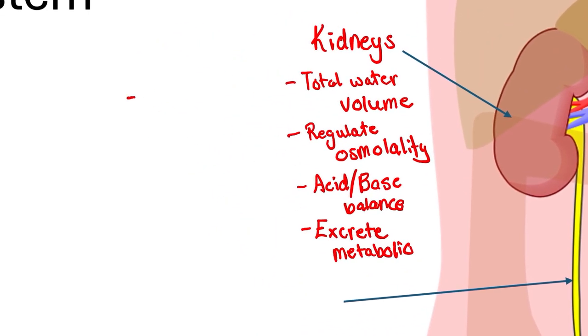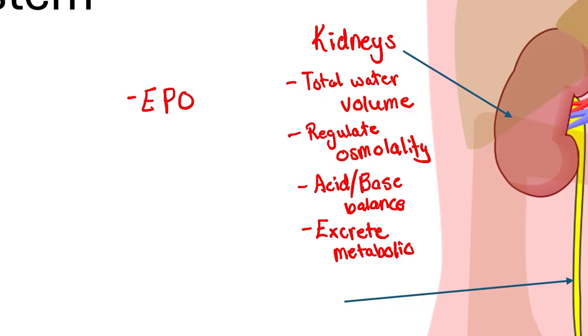Kidneys are also going to produce two hormones. So they produce EPO, which is going to be involved in red blood cell production, and renin, which plays a role in the water balance and blood pressure in the blood. They are going to convert vitamin D into its active form. So they are important for the function of that particular vitamin.